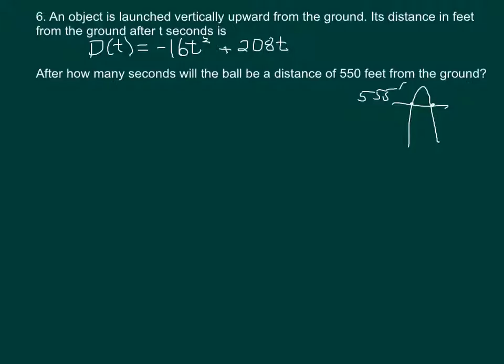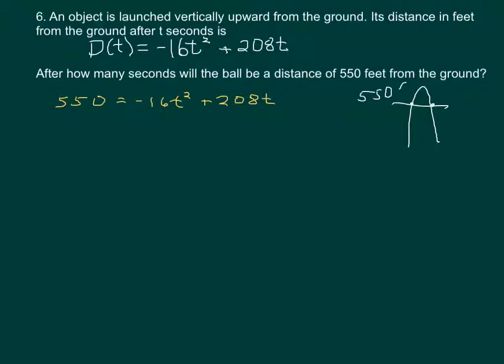So we're going to have two solutions to this problem, unless 550 turns out to be the very top of the propulsion, so that the ball reaches the apex at 550 feet. But we're going to work it and see where we end up. All we have to do now is substitute for height 550 feet to set up the problem. 550 equals negative 16t squared plus 208t.